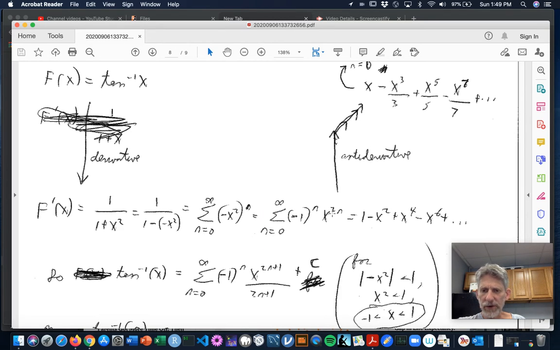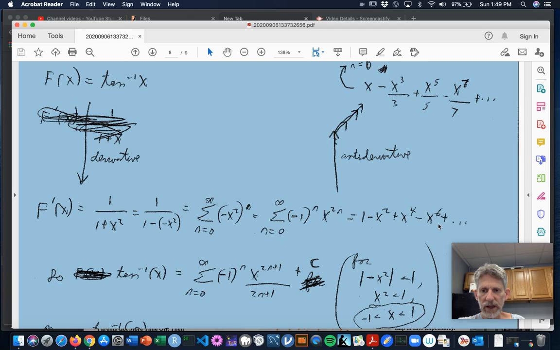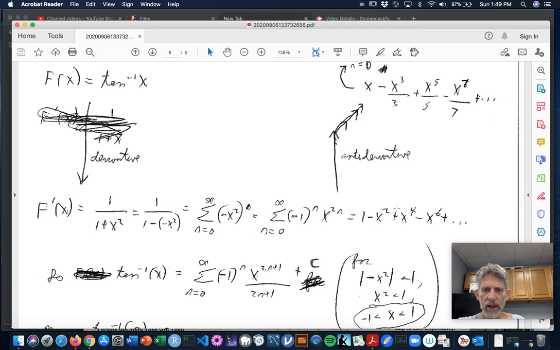Let me write out the first few terms of that. When n is 0, I'm just going to get a 1. When n is 1, I'm going to get a minus x squared, and then I'll get a plus x to the 4th, and a minus x to the 6th, and a plus, and so on forever. So this thing here, this power series, is the derivative of the inverse tangent.